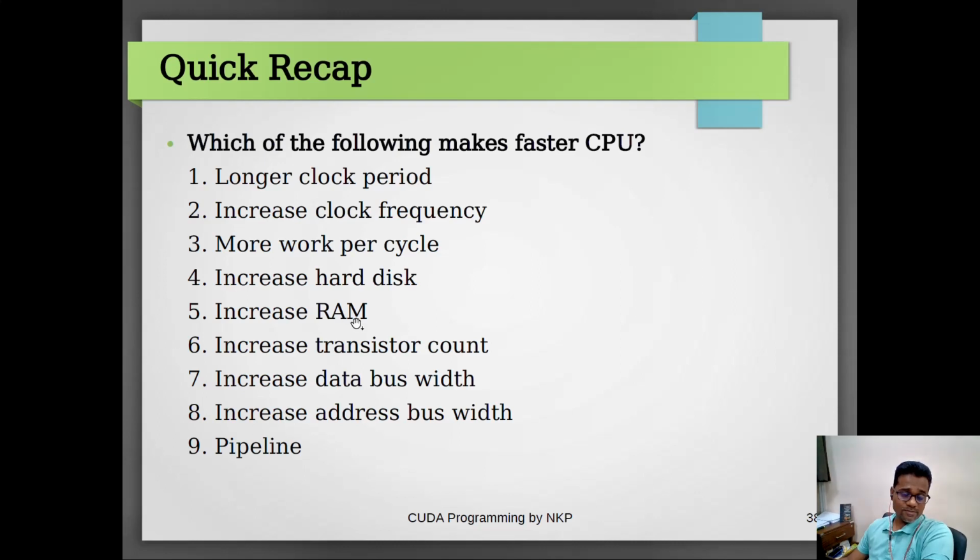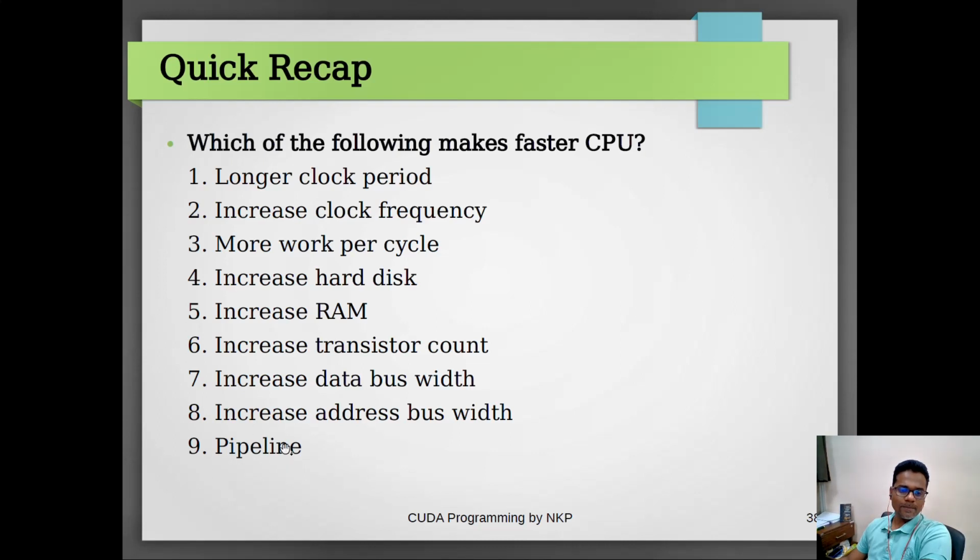If you go on increasing the RAM size, maybe you will be able to put a bigger application in your RAM, but obviously it again has nothing to do with your processor speed. Increasing the transistor count, yes, we have seen that by increasing the transistor count, we can increase the performance. Then increasing the data bus width will let us feed data to the CPU at a higher rate, but it won't increase the performance or speed of the CPU. Increasing the address bus width, definitely not, because the address bus is simply used to find the memory location in your RAM, so it has nothing to do with your processor speed.